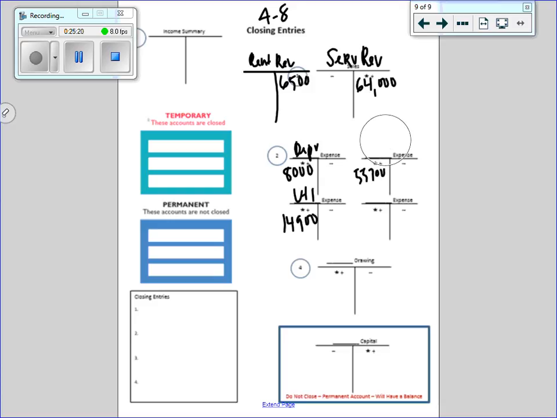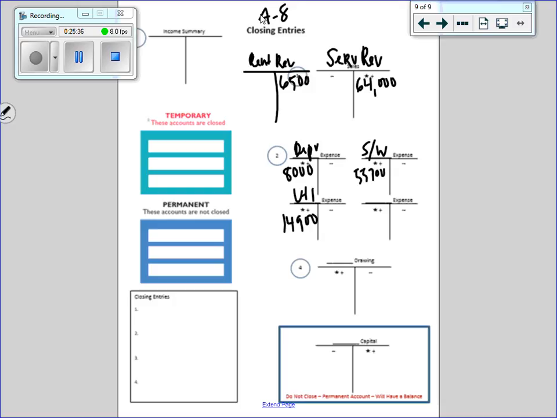Oh, so this one is salaries and wages. Let's double check. Okay, depreciation's 8. Salaries and wages is 55,700. We must pay our employees well. And then utilities expense of 14,900.